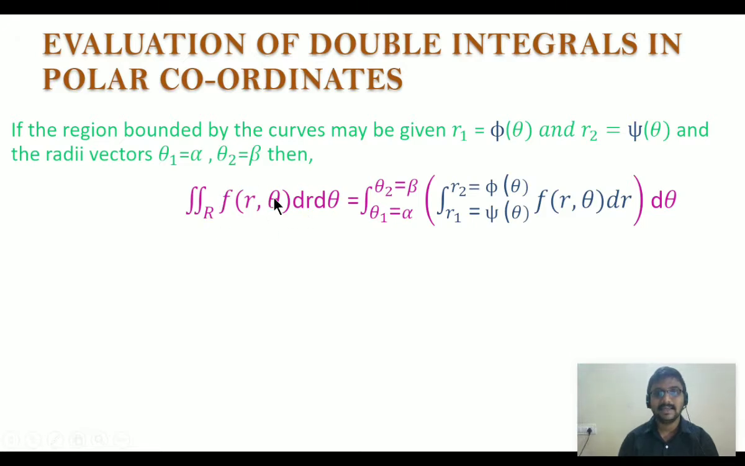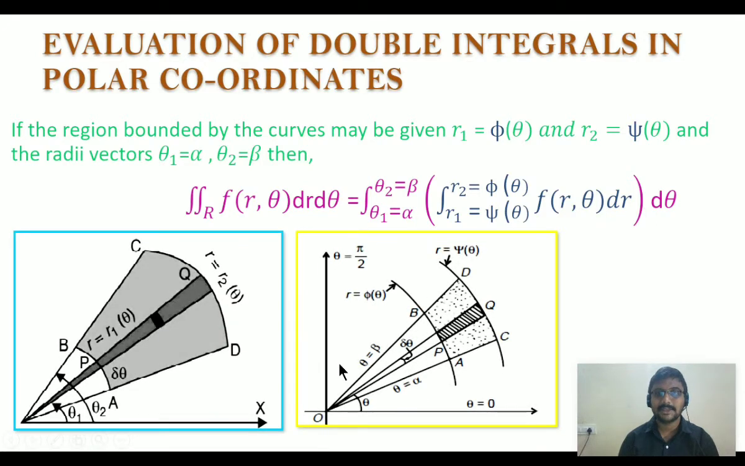It can be easily evaluated by integrating first with respect to r. While integrating with respect to r, we have to keep theta terms as constant, and then integrate with respect to theta. If we proceed like this, we will get the result as a constant. So here we have to apply integration first with respect to r, keeping theta as constant, and then with respect to theta.